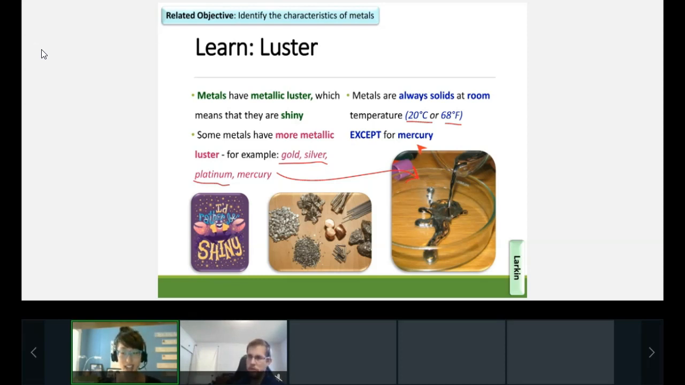You definitely should not ingest it. Yeah. So if you play with mercury, again, a short-term exposure probably won't hurt you, but you should use gloves when you play with mercury. It is a lot of fun to play with, though. It's really cool to see in your hands.